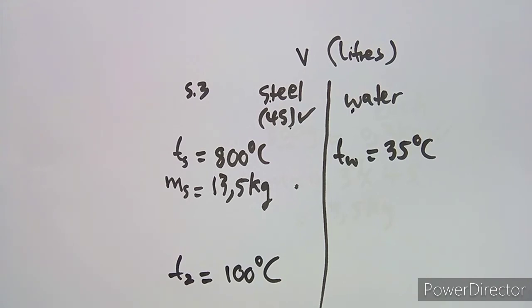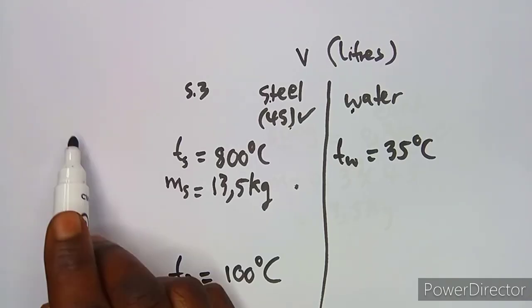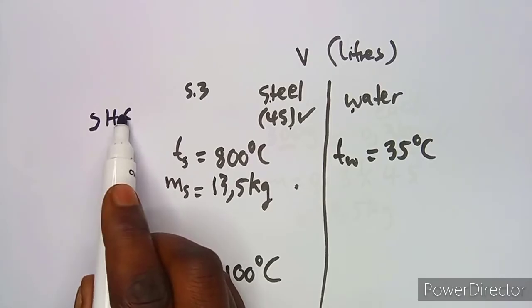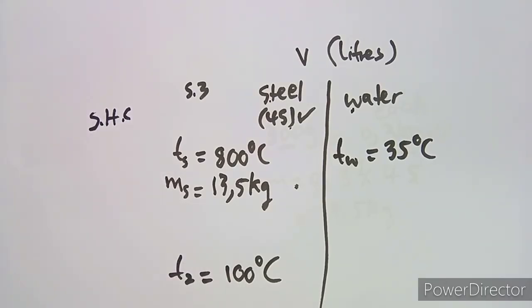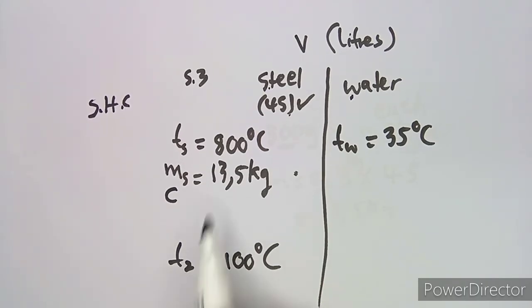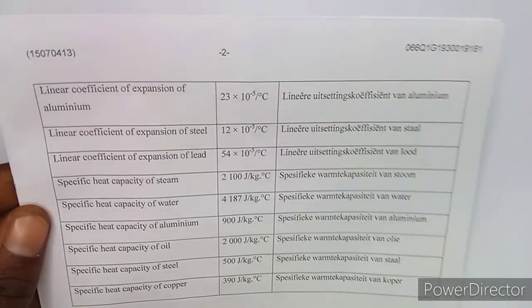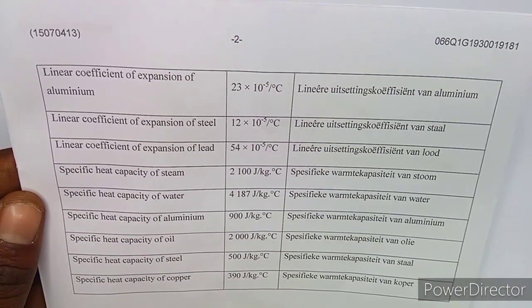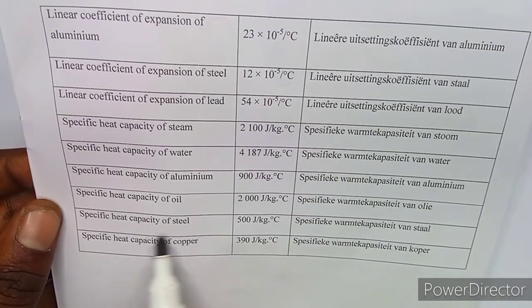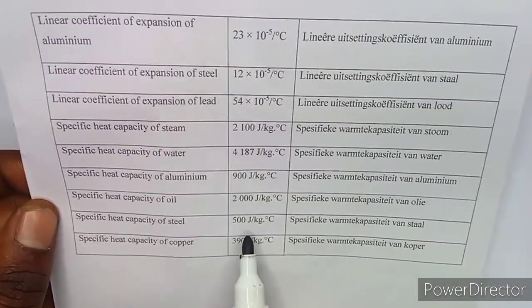But as we know, when we are working with steel and water, there is a need for us to know their specific heat capacities. Some people write this as specific heat capacity. It's still one and the same thing, guys. Do not be confused. I just write it like this. We need the specific heat capacity of steel, which is 500.